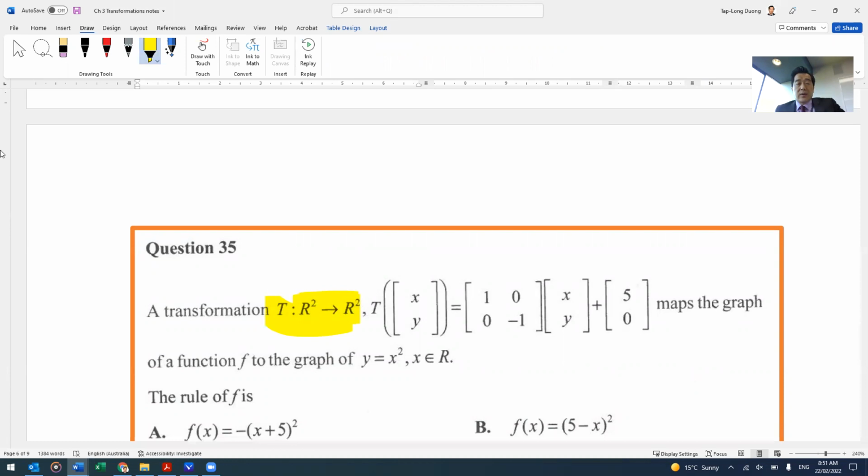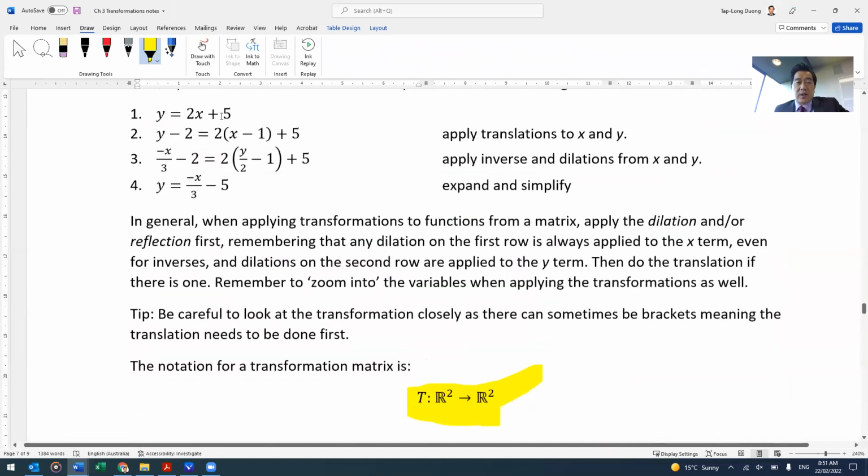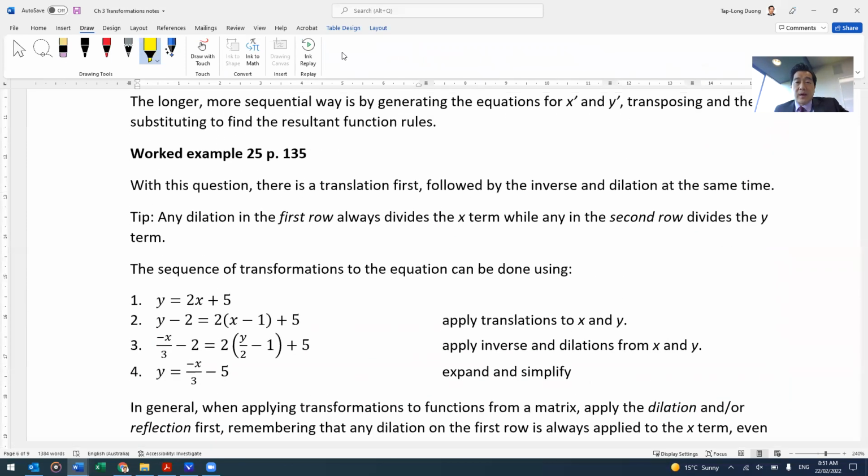Now, these checkpoints questions, I could probably stop recording it there.